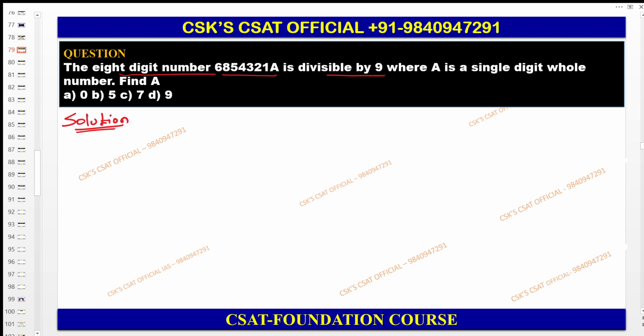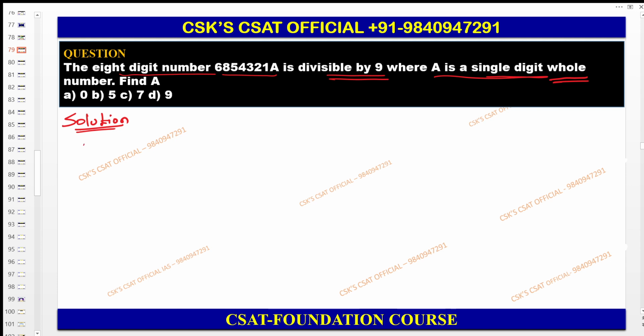Here it is given as a divisibility by 9. Then you know the logic called divisibility by 9. If you know that logic, you can easily solve it. And one more condition, read here: A is a single digit whole number. Always try to read the whole question. Don't read partially and proceed with the problem. Sometimes it may give you a negative option, so read the full question here.